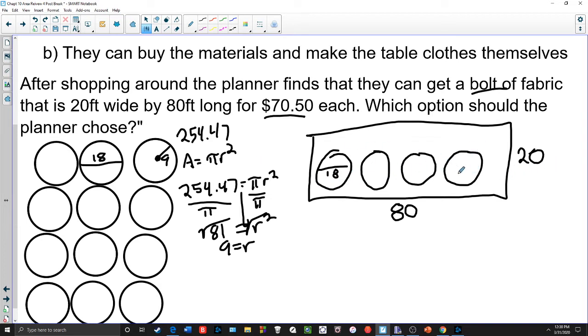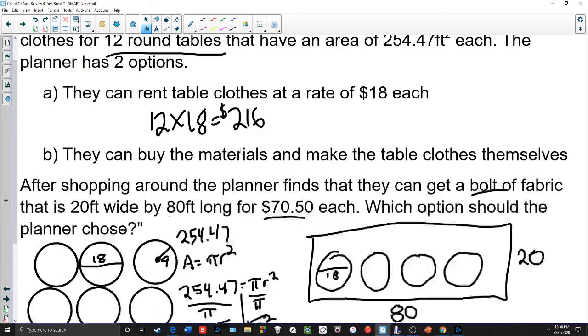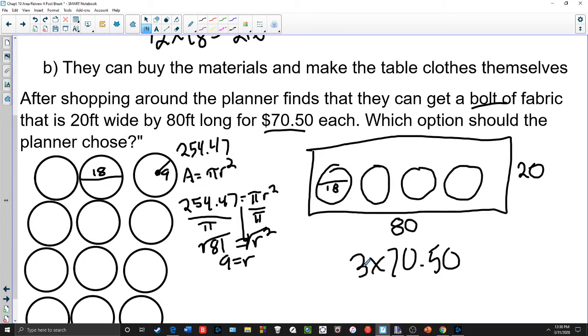So how many of those bolted cloths would we need? Well, we have 12, and if we get 4 from one, we're going to need 3 bolts of cloth total. Again, 4 circles from one bolt of cloth. We need 12 cloths total. So 12 divided by 4 gives you 3 bolts of cloth that we need.